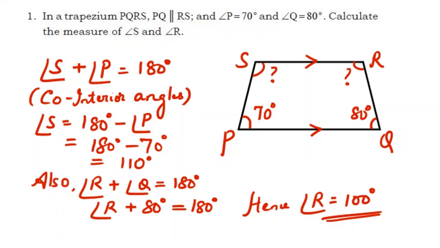So 70 degree and that S together, P and S together is 180. So how much should be S? 110. Same way, R and Q is 180 together. So R is 100. Simple. Okay, it is together it should be 180. So you should find 180 minus the given angle.